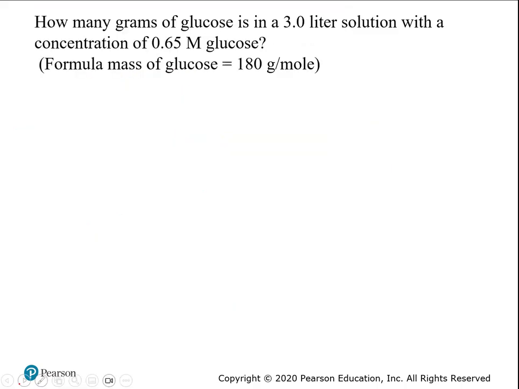All right, so here's another one to practice. So how many grams of glucose is in a 3-liter solution with a concentration of 0.65 molar glucose? And I'll even tell you the formula mass of glucose, so you don't have to figure it out. The formula mass of glucose is 180. Give you a minute, see if you can set it up.